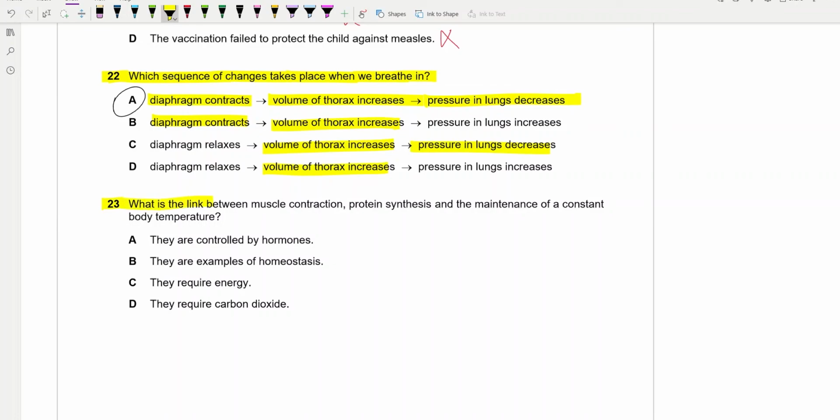Question number 23. What is the link between muscle contraction, protein synthesis, and maintenance of constant blood temperature? Option A. They are controlled by hormones, which is wrong. Option B. They are examples of homeostasis, which is wrong. Not all are examples of homeostasis and not all are controlled by hormones. Option C. They require energy, which is correct. All of them require energy. Option D. They require carbon dioxide, which is wrong. So the correct option would be option C.